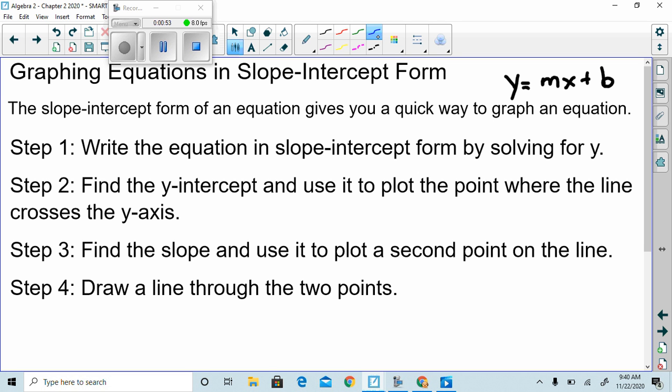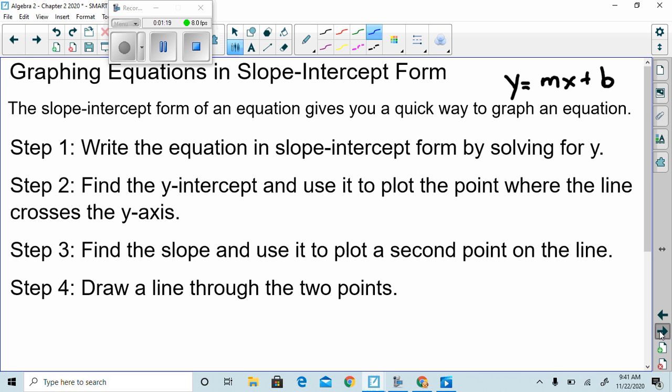We're then going to identify our y-intercept, which is b, and that's that point that crosses the y-axis, and we'll graph that first. From that point, we're going to take the slope to plot additional points, at least one. I'd like to do at least two, though, and then sketch the graph. So let's take a look at some problems.